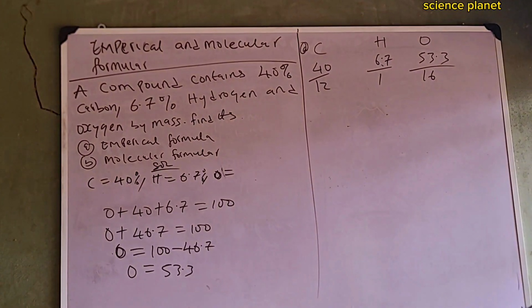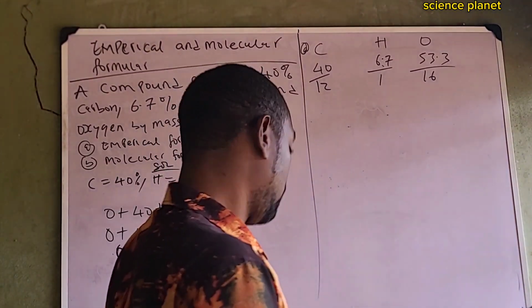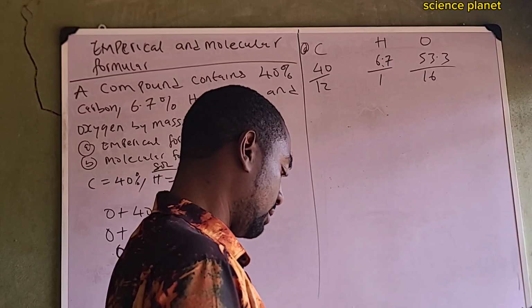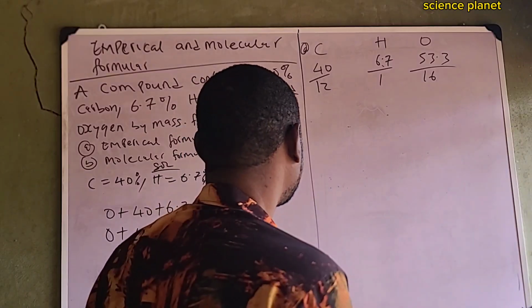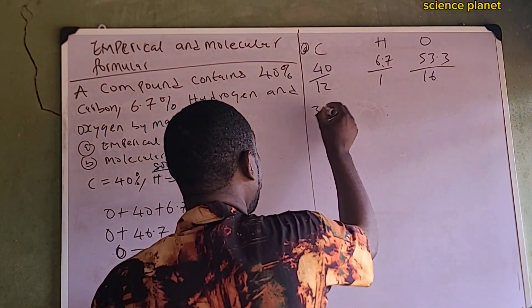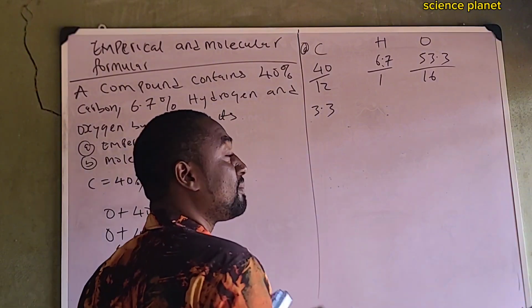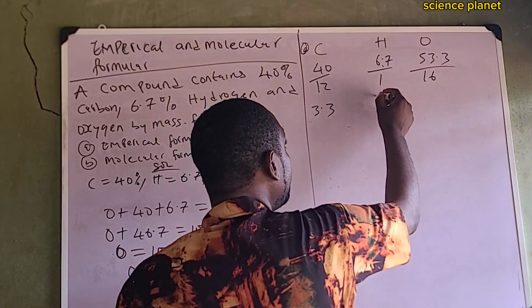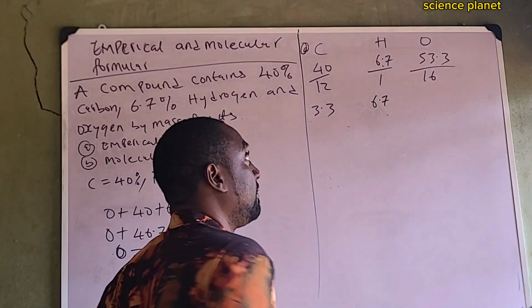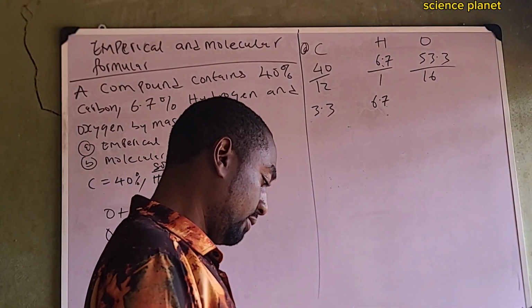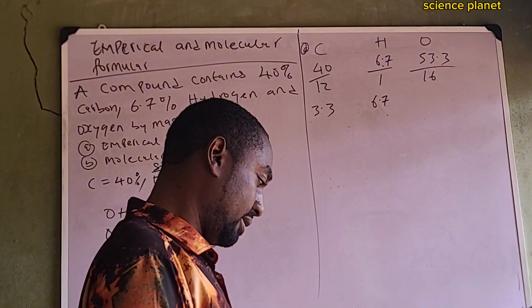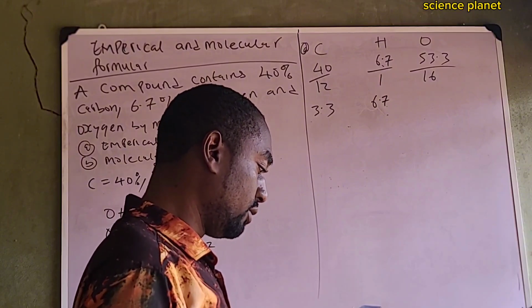Okay, so make we divide these things. I go get my calculator. So 40 divided by 12 na 3.3. Then 6.7 divided by 1, it will give you 6.7. Then 53.3 divided by 16. It will give you 3.3.